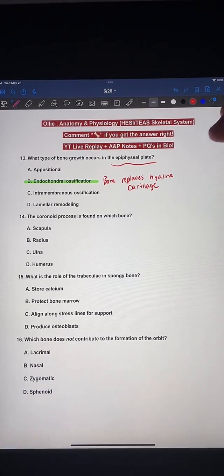We got that right. Drop a bone down in the comments. But moving on to number 14, the coronoid process is found on which bone?